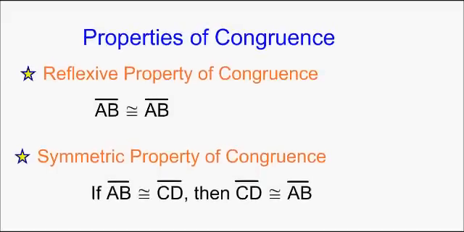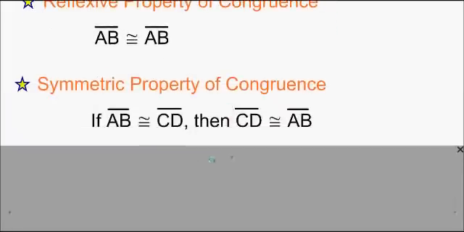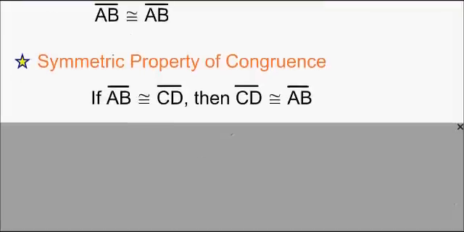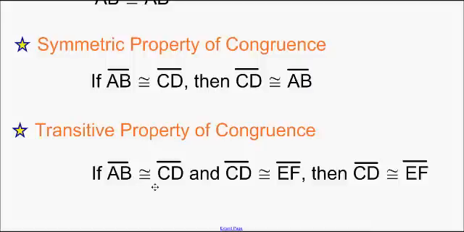Okay, properties of congruence. We have the reflexive property of congruence, which says that a segment is congruent to itself, or a point would be congruent to itself also. The symmetric property of congruence, which says that if segment AB is congruent to segment CD, then CD is also congruent to AB. So you can change the order. And the transitive property of congruence. So this says that if segment AB is congruent to segment CD, and segment CD is congruent to segment EF, then segment AB is congruent to segment EF. So since AB and EF are both congruent to CD, you can kind of take away the middleman and set AB and EF congruent to each other.